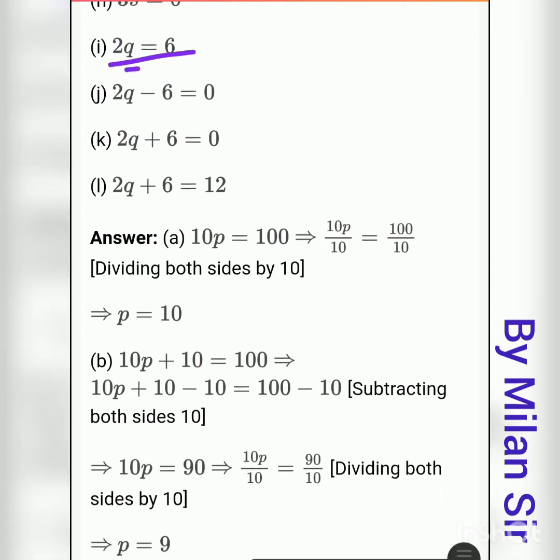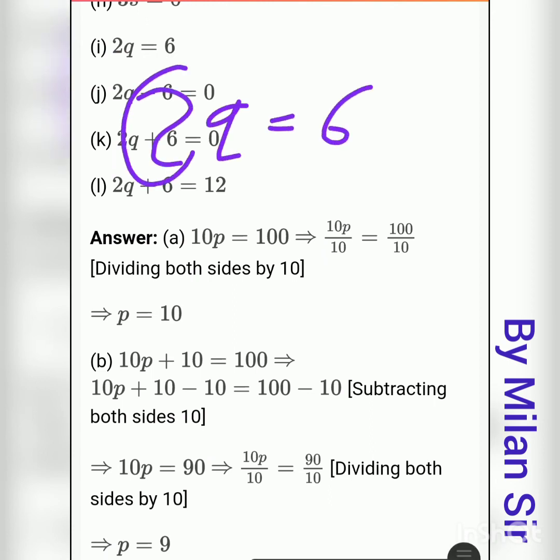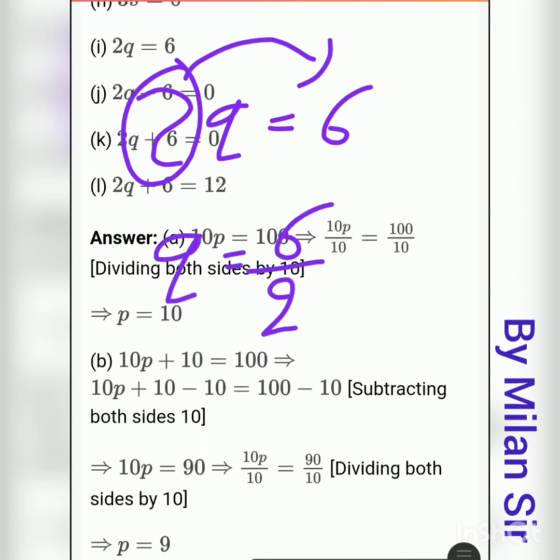After that, 2q is equal to 6. Transfer this multiplication by 2 to the right hand side. It goes to the denominator. So 6 divided by 2. This multiplication 2 goes to the denominator. So 2 3s are 6. So q is equal to 3.